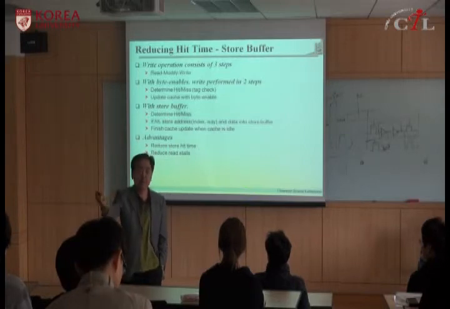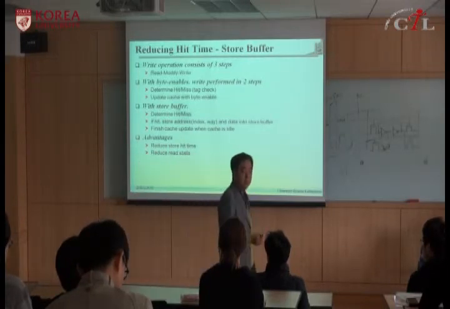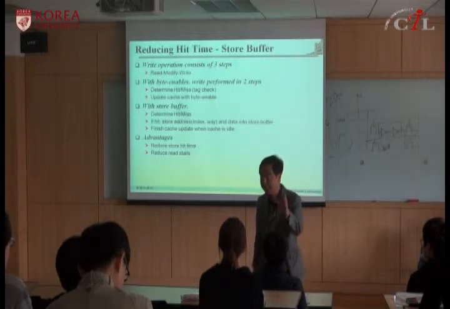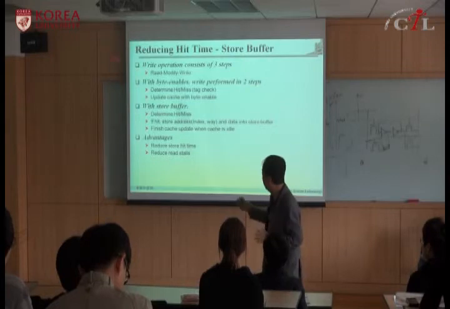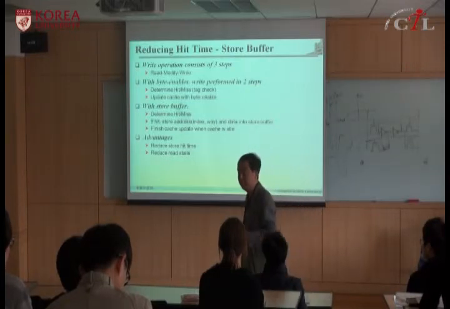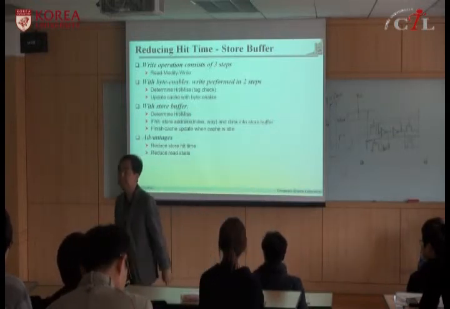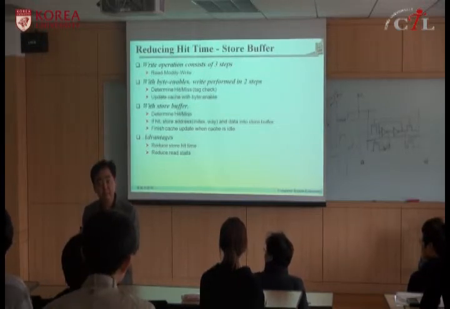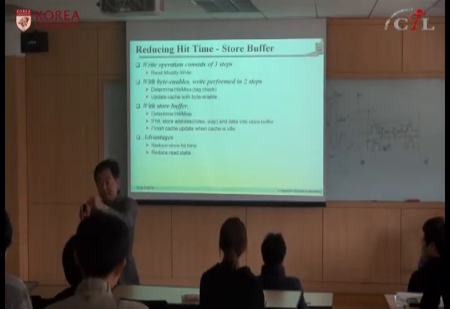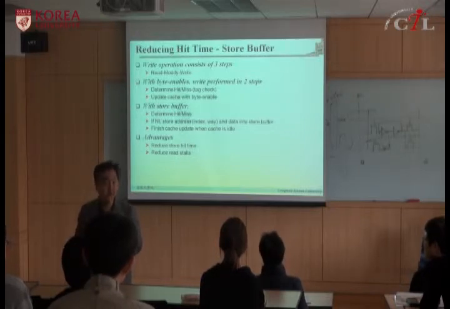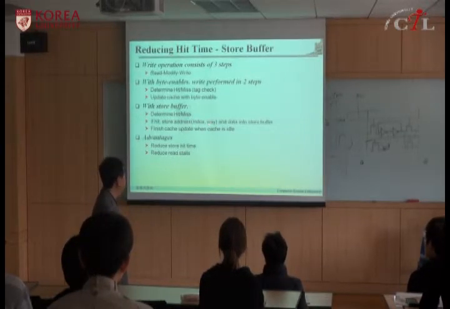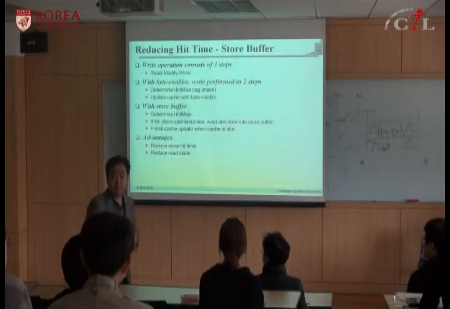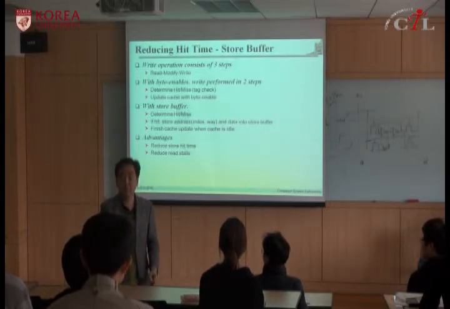So instead of writing to the cache, you just look up the tag and determine hit or miss, and compare the tag, and then you can determine the index and way. The index you get from the physical address. The way can be determined by tag compare, which matches in some bank. So you generate this index and way, and instead of storing into the cache, which takes too much time, you store into the store buffer.